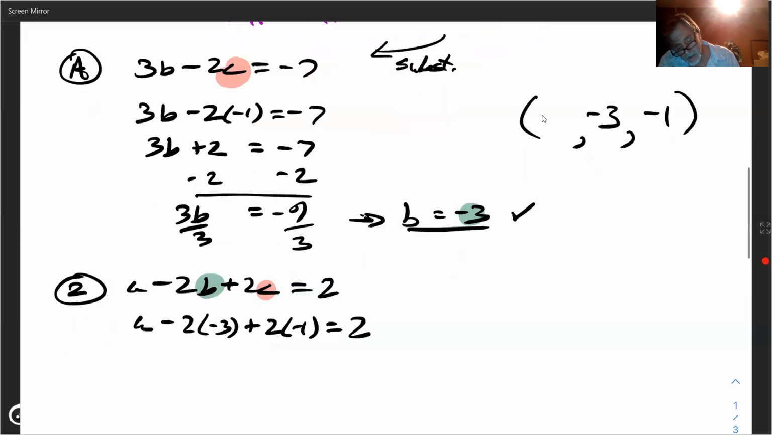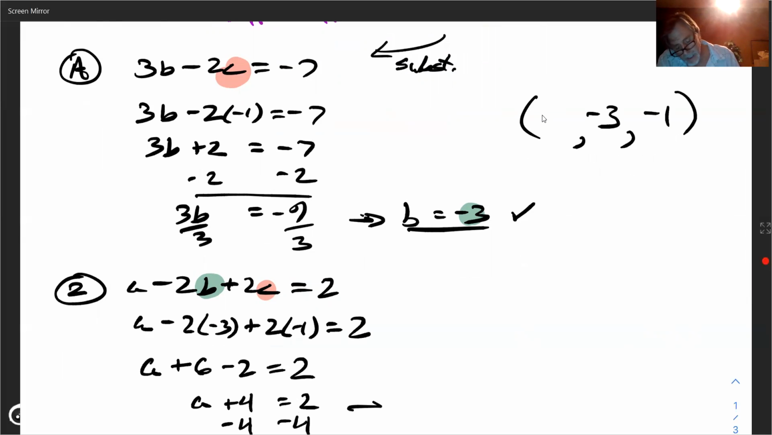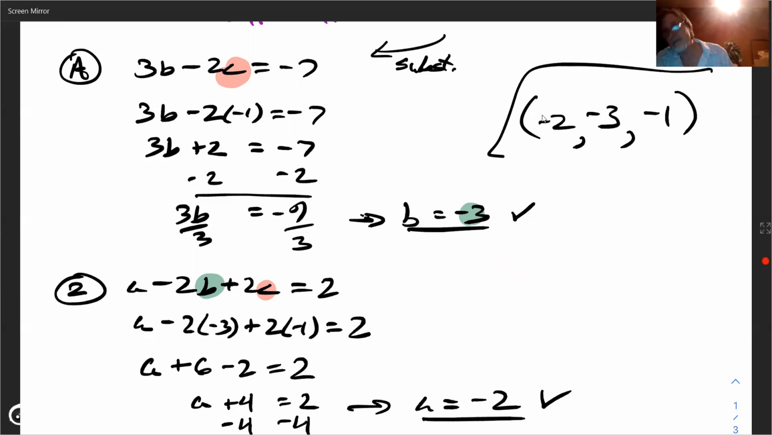I know it's a mess. We get A. Minus 2 times minus 3 is plus 6. And then minus 2 is 2. So A, I'm just taking my time. This is a victory lap right there. Right here, we got plus 4 is 2. And we subtract the 4. And guess what? A looks like it is negative 2. Whoo! That's it, man. It's a big problem for us. That's the solution. Negative 2, A is negative 2, B is negative 3, and C is negative 1.